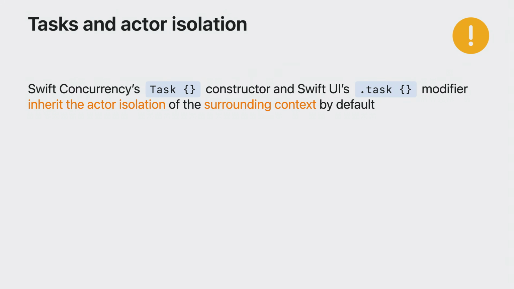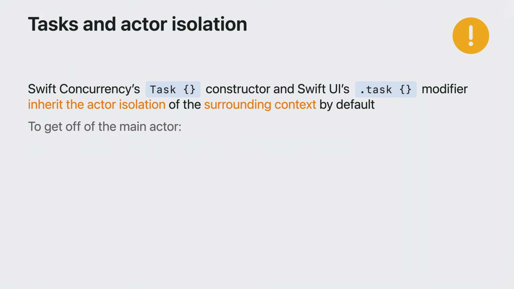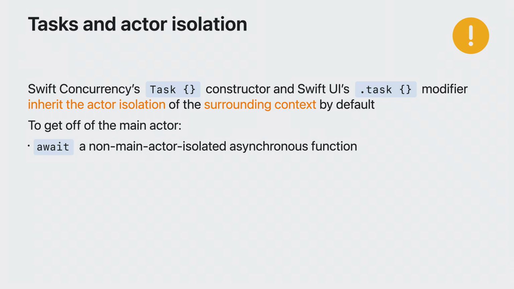Swift concurrency tasks by default inherit the actor isolation of the surrounding context. The same behavior is true for SwiftUI's task modifier. There are two ways to get off of the main actor. Asynchronously calling a function that's not bound to the main actor allows the task to go off of the main actor. There may be cases where this is not feasible.